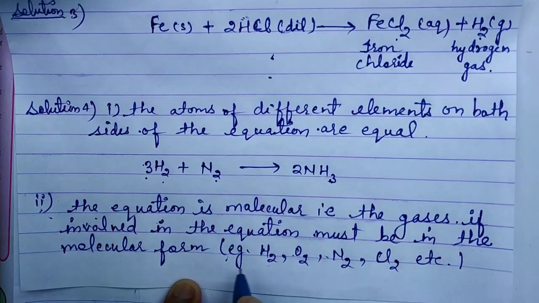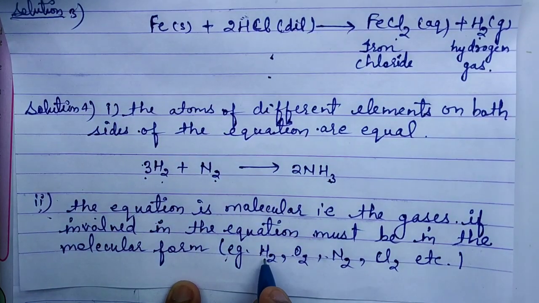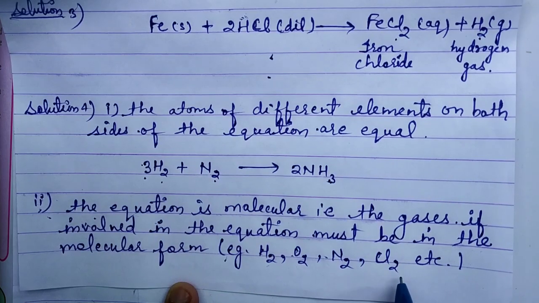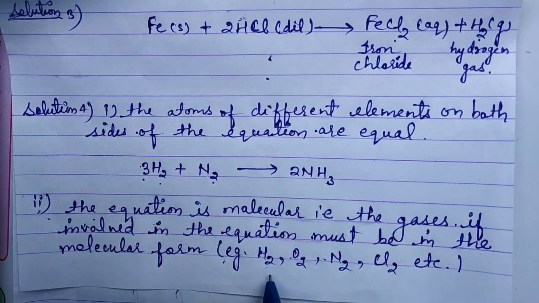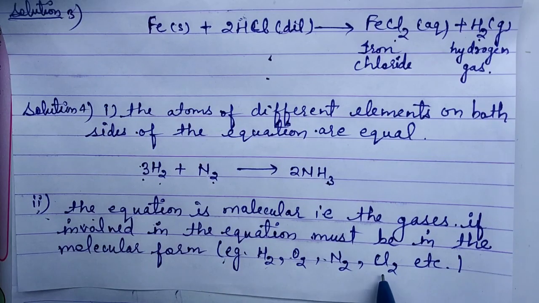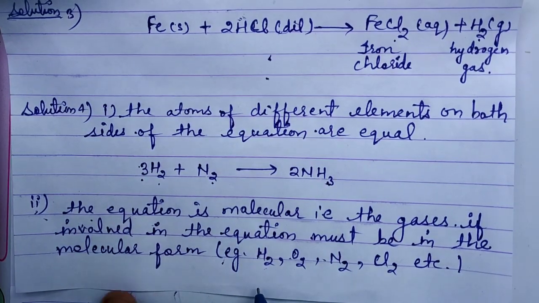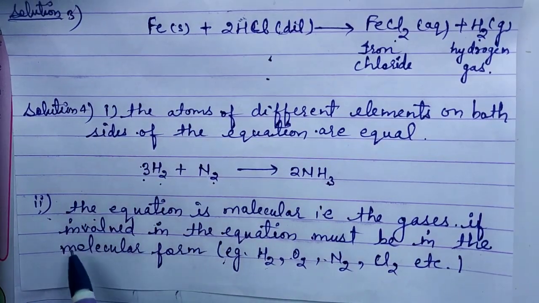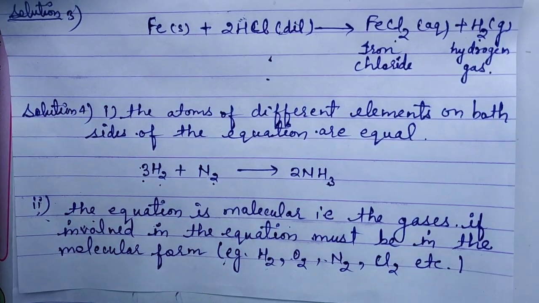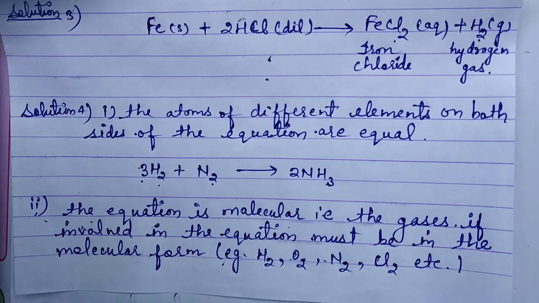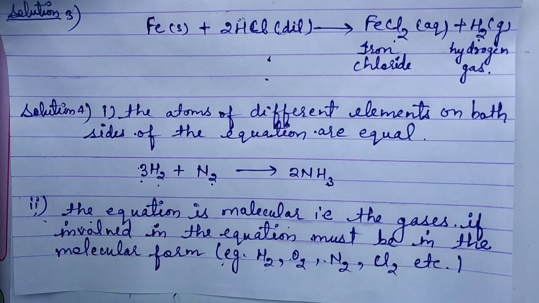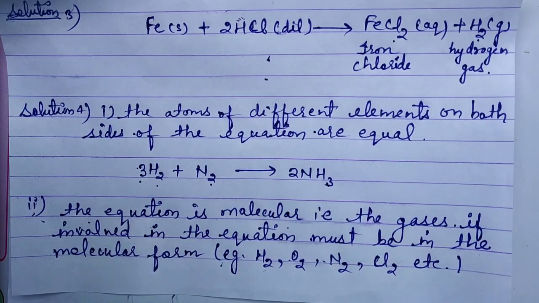Not as single elements H, O and Cl. We have to write them in this way: H2, O2, N2, Cl2. And this one point, the equation is molecular, okay? So these are the two main points for a balanced chemical equation, okay?